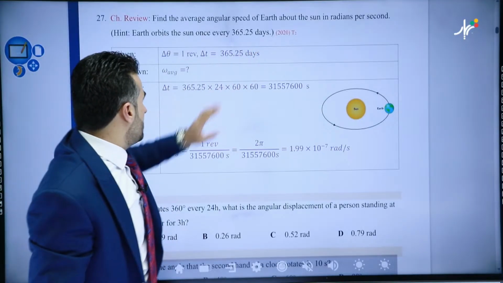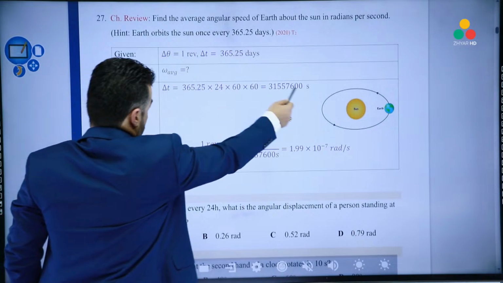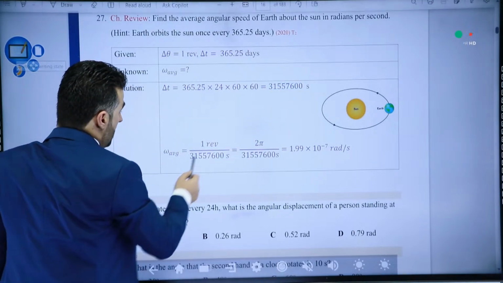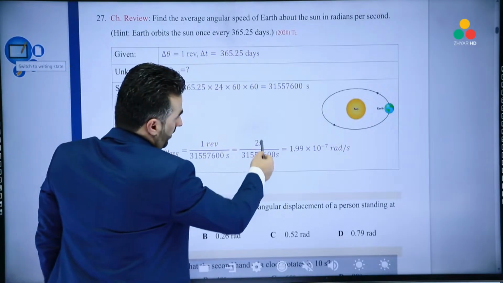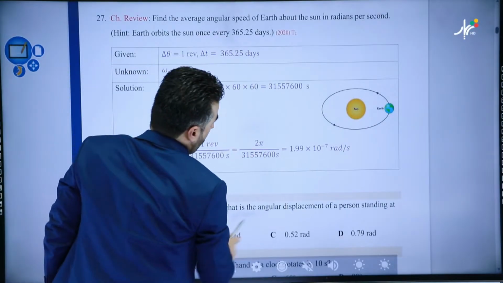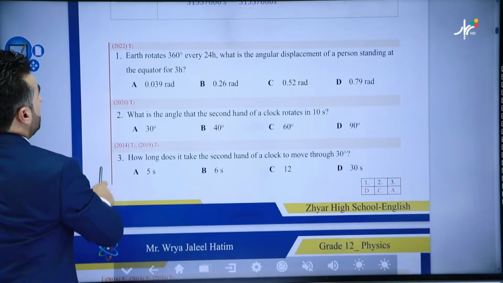I think I've done this, so I'm not going to go through this. First, you can convert the time from days into seconds. All right, and then after that, 1 rev divided by this time in seconds. 1 rev is 2 pi, so the answer is going to be 1.99 times 10 to the power negative 7.